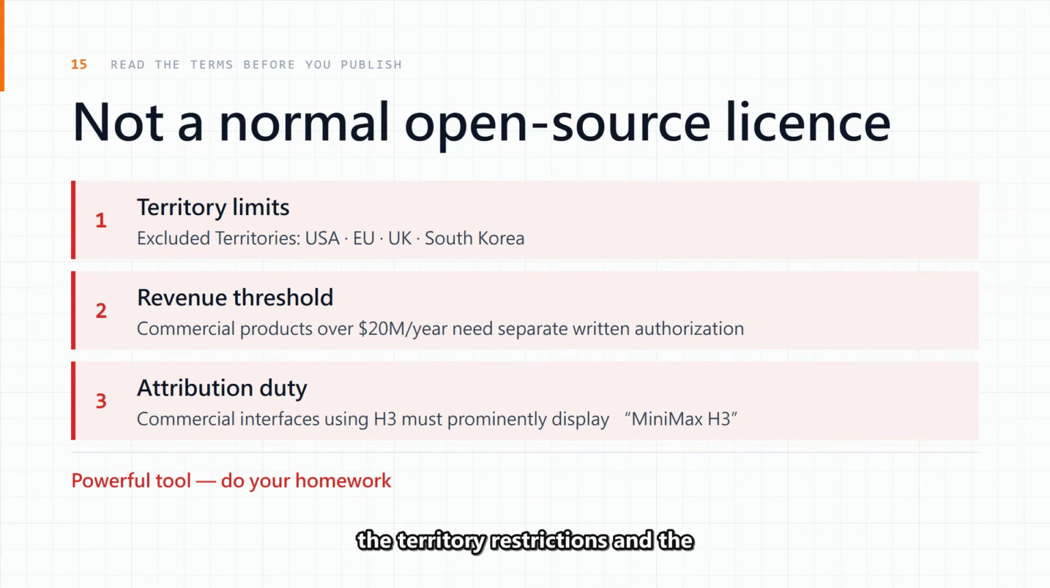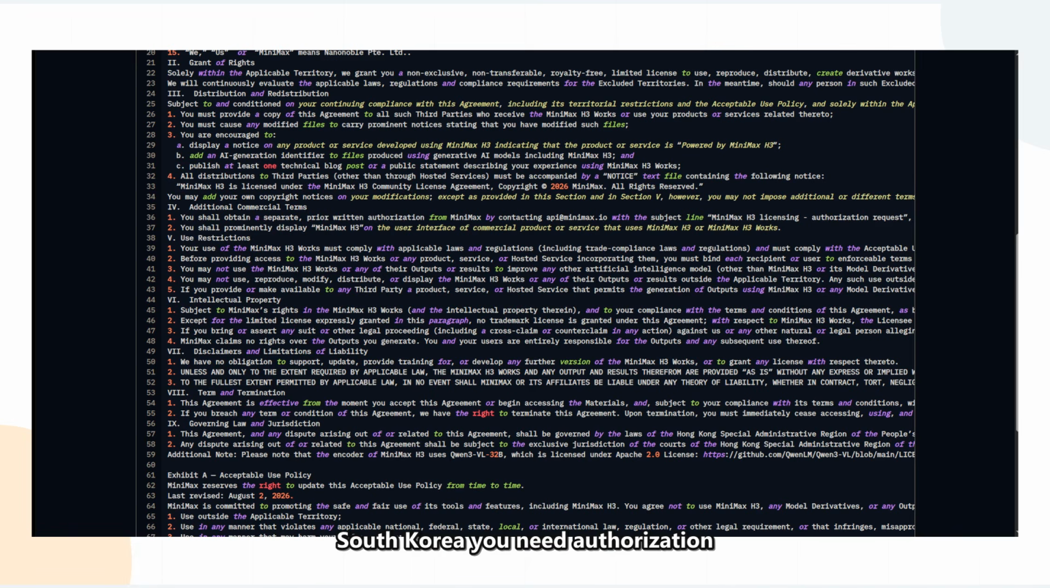One last reminder on the license, the territory restrictions and the commercial terms are real, and if you're in the US, the EU, the UK, or South Korea, you need authorization first. Confirm it yourself before you publish. Powerful tool, but do your homework.